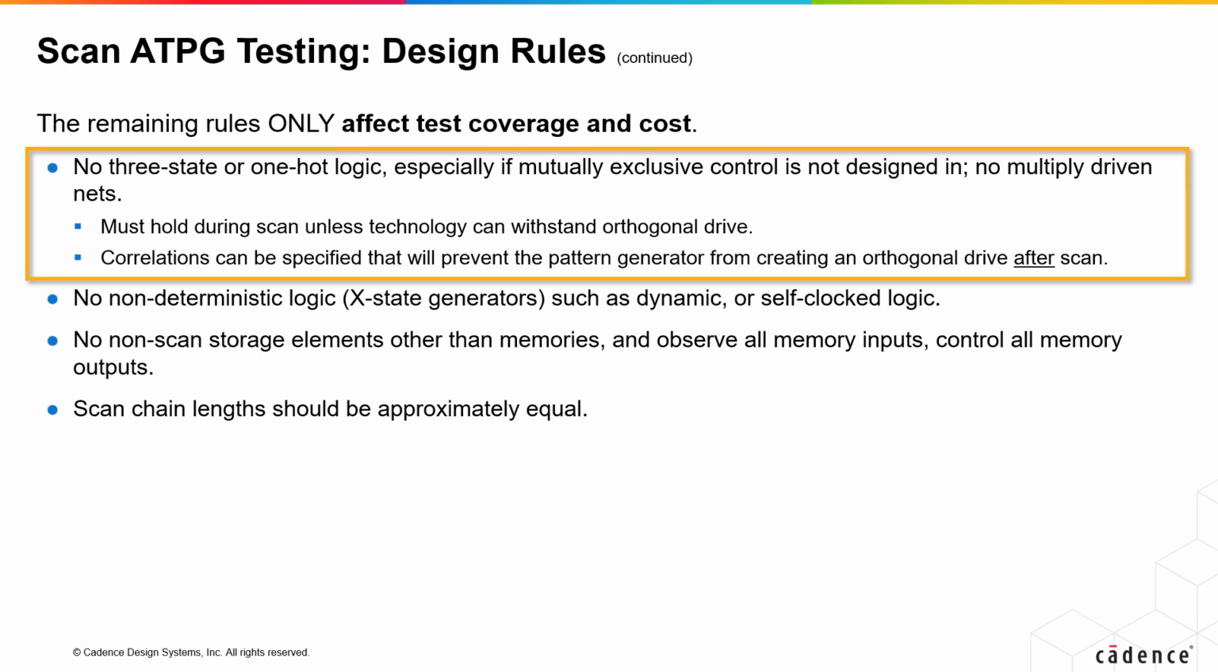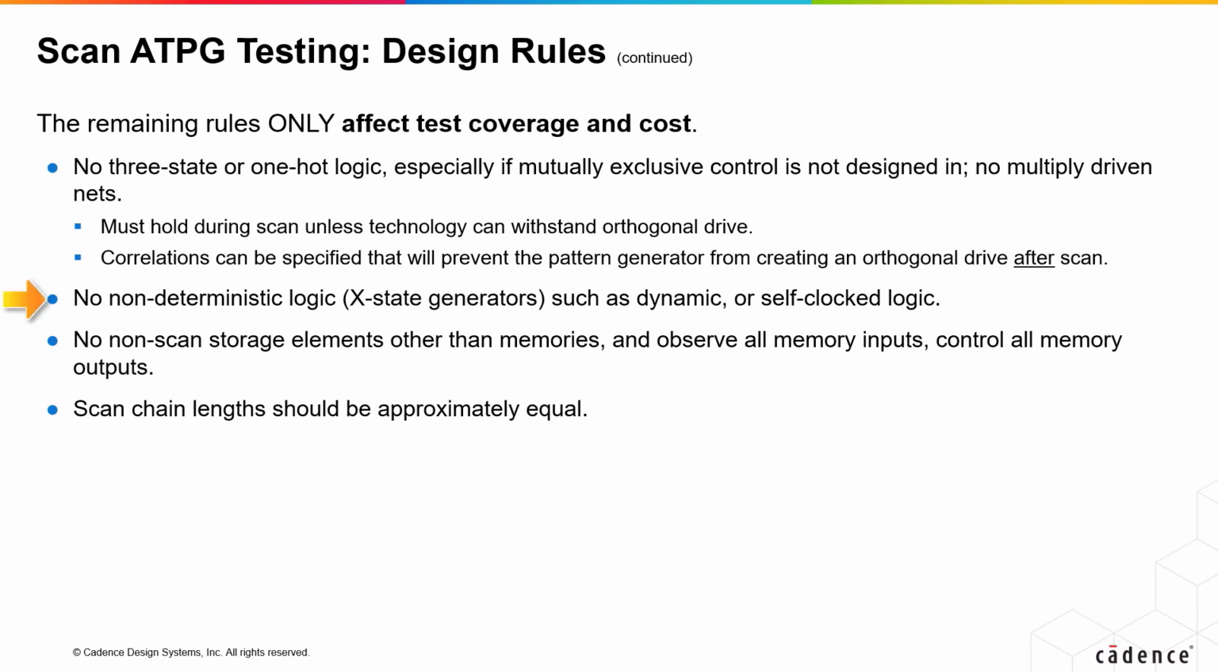If the logic guarantees one and only one enable will be active at a time, this rule may be violated without problems. Test structure verification can check for such mutually exclusive control, or correlation information can be added to prevent the test generator from creating patterns with orthogonal drive after the end of the scan.